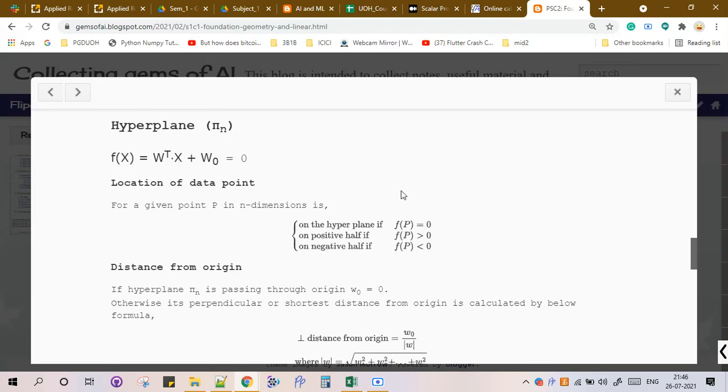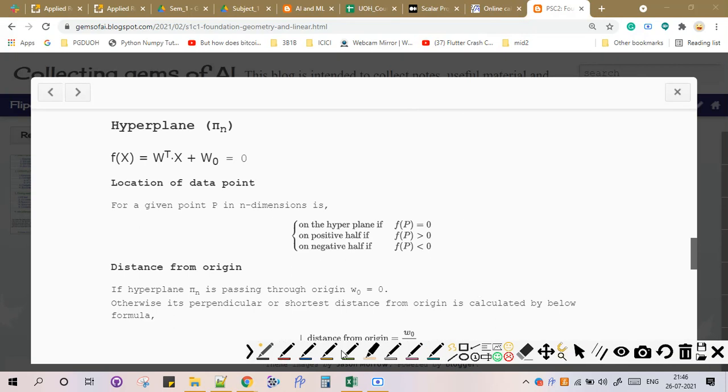Okay, now here the fun begins, and the most important part will start. So location of a data point, which is really useful, right? Given a hyperplane, how can you define if a given point p is on the positive half or negative half? And I assume you know about positive and negative half.